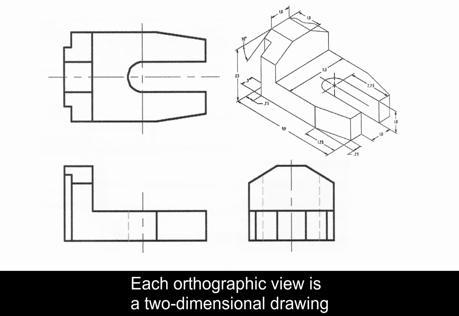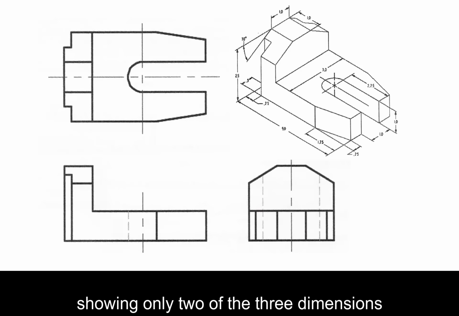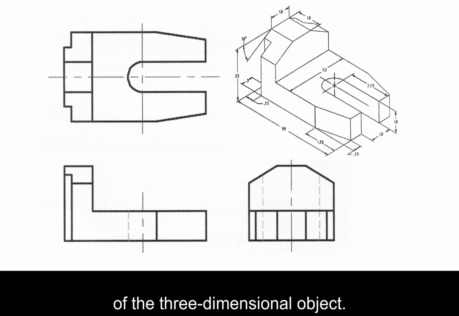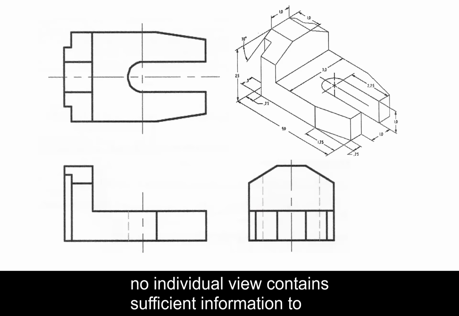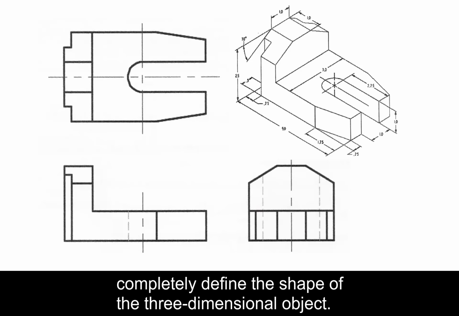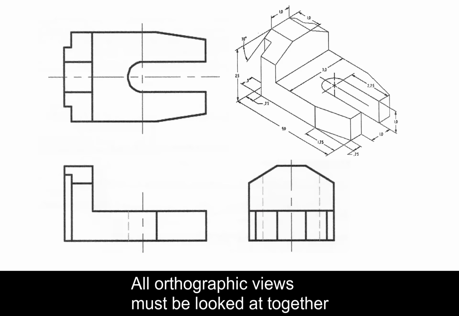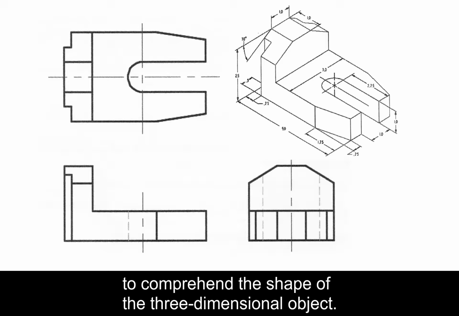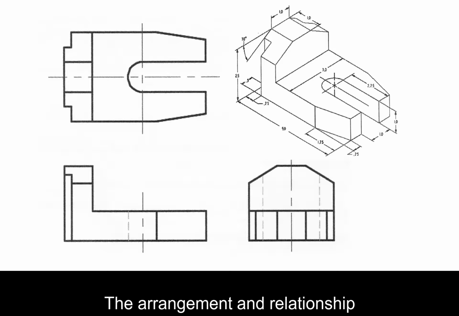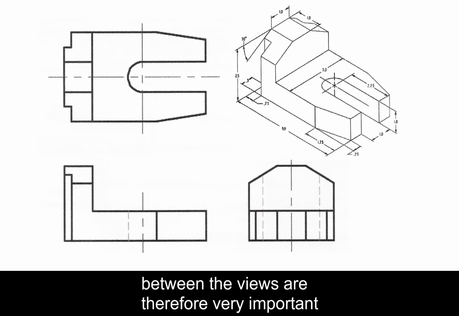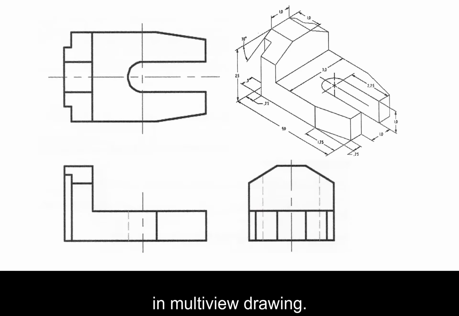Each orthographic view is a two-dimensional drawing showing only two of the three dimensions of the three-dimensional object. Consequently, no individual view contains sufficient information to completely define the shape of the three-dimensional object. All orthographic views must be looked at together to comprehend the shape of the three-dimensional object. The arrangement and relationship between the views are therefore very important in multi-view drawing.